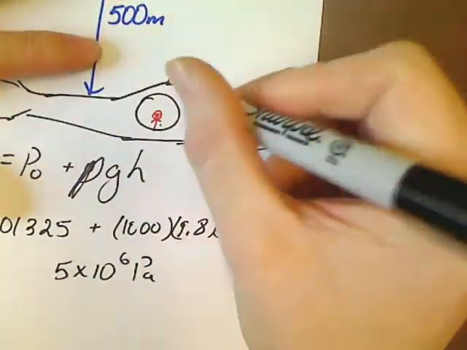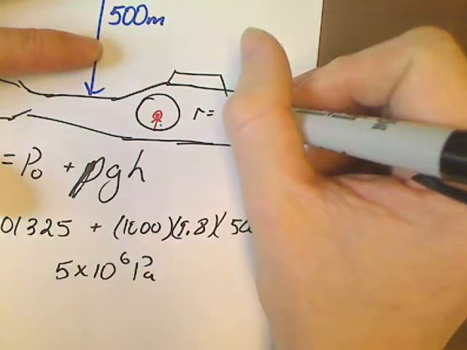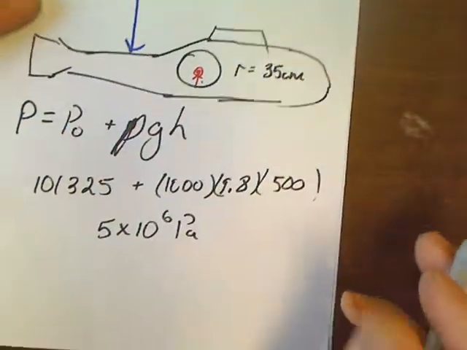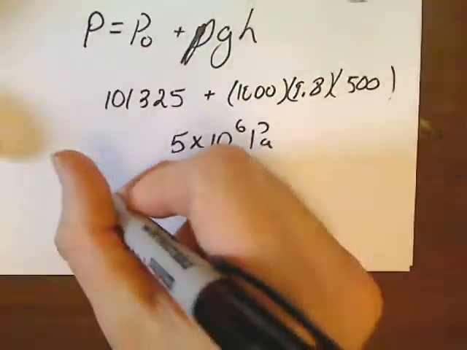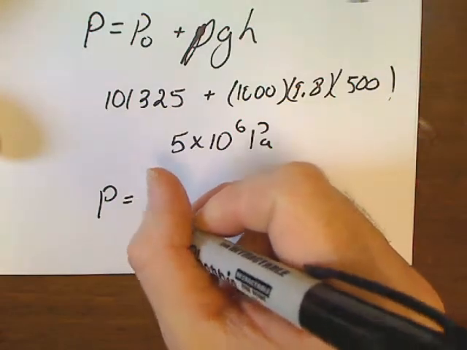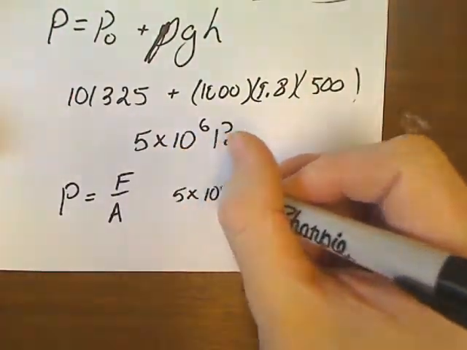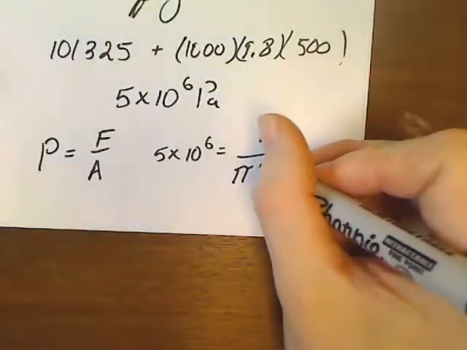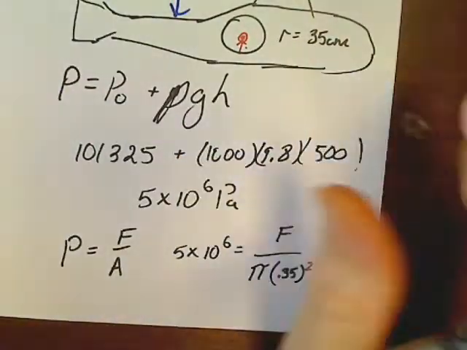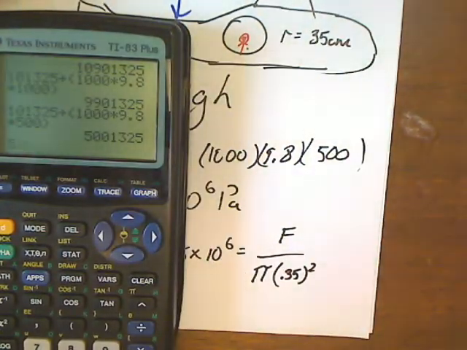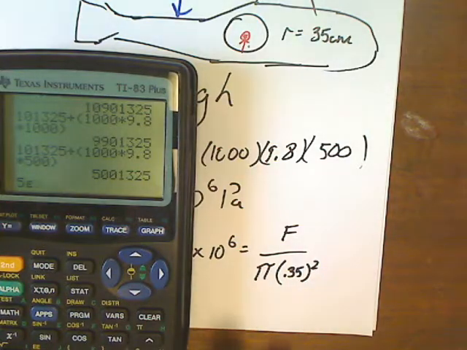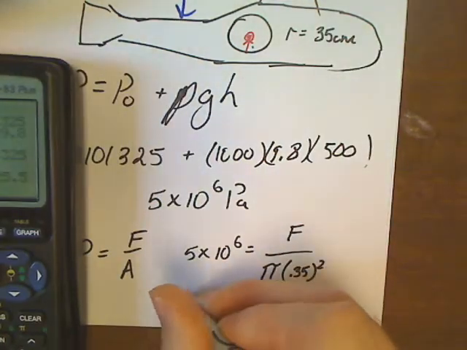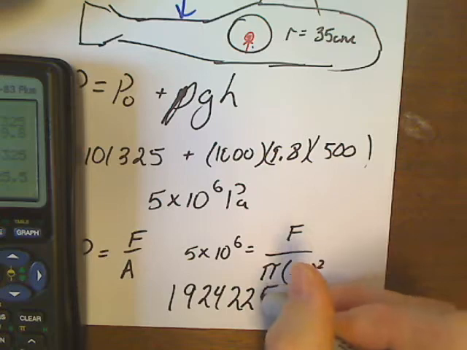Usually then, the book will go on and say something about the radius of the window is 35 centimeters. How much force is on the window? If you want to find the force on that window from this pressure, just go P equals F over A. And all we'd have to do is 5 times 10 to the 6 equals force over pi, because it's a round window. Radius is 35 centimeters, 0.35 squared. And we would have our pressure in this question. So 5 times 10 to the 6 times pi times 0.35 squared equals, whoa, check out this force, 1,924,225.